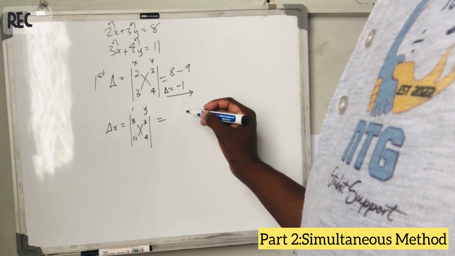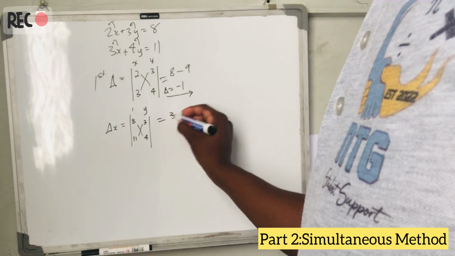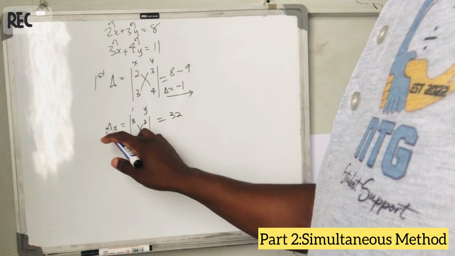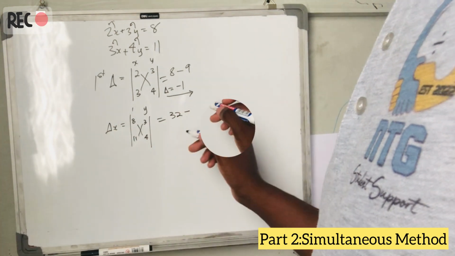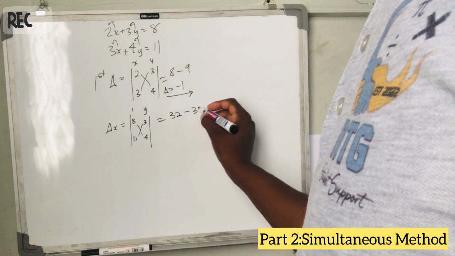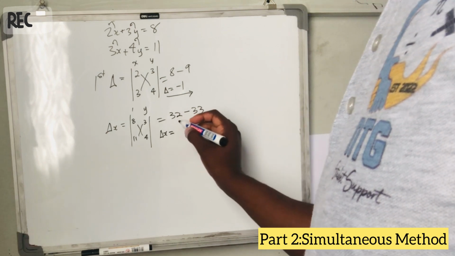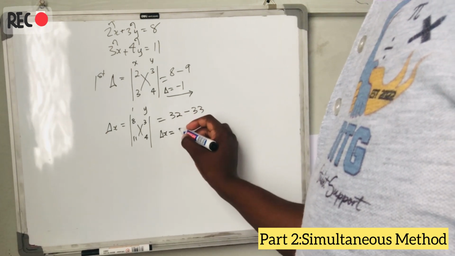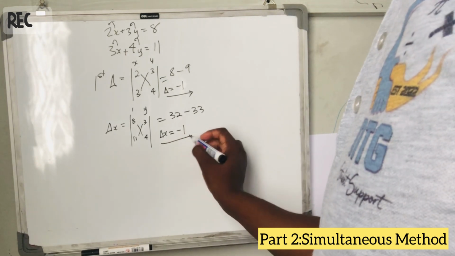Now you want to multiply 8 multiplied by 4, which will give us 32. Because it's changing x, we have to subtract. And then now we'll do 11 multiplied by 3, which gives us 33. So the change in x is equal to 32 minus 33, which is negative 1. So this is our change in x.